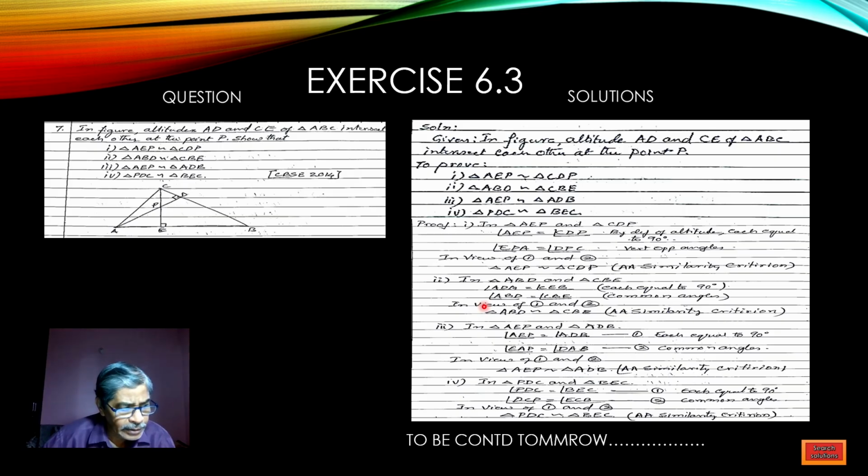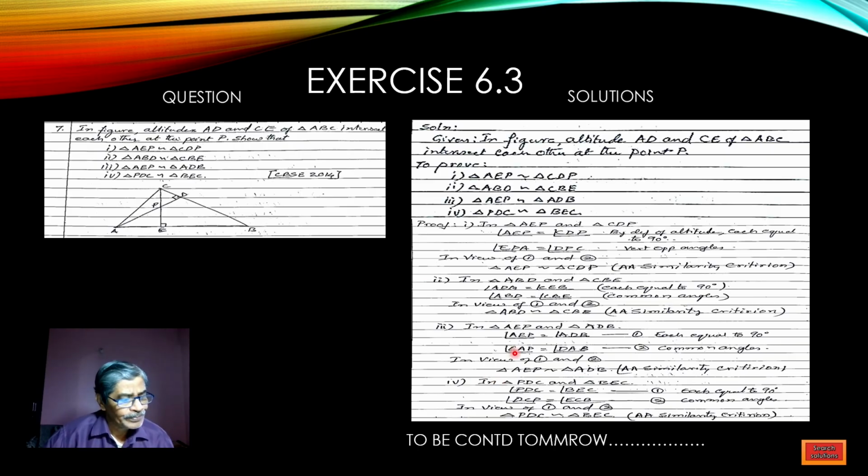In the second case, in triangle ABD and triangle CBE, we see that angle ADB is equal to angle CEB, which is equal to 90 degrees. Angle ABD is equal to angle CBE, which is the common angle between both the triangles. So from 1 and 2, we can see that triangle ABD is similar to triangle CBE by the AA similarity criterion.